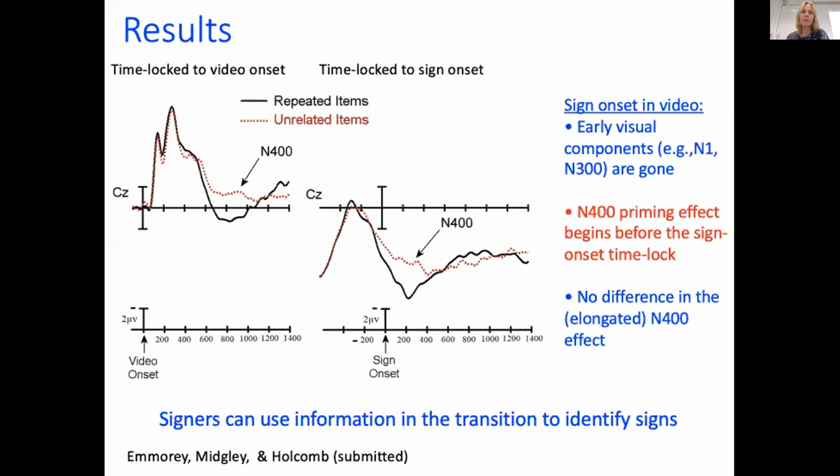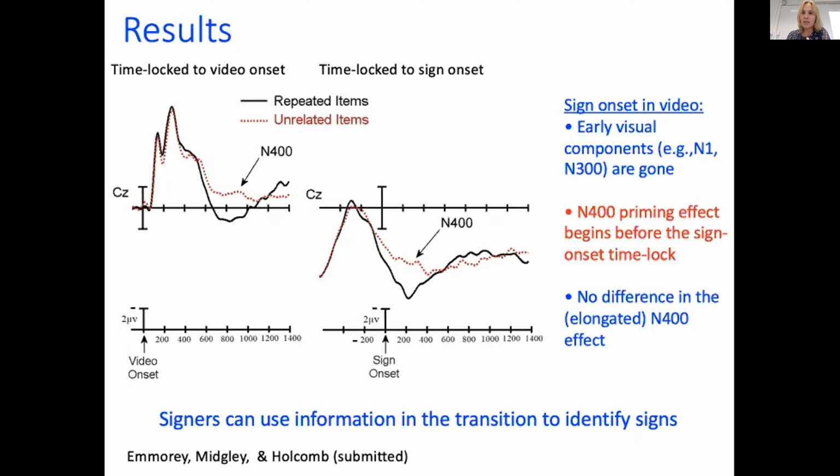Now, interestingly, when we time lock to each sign's onset within the video, first you can see that those early visual components that you see when time locking to the video onset are gone. So the N1, the N3, those have passed. But the most interesting thing, I think, is that you can see that the N400 priming effect is actually starting almost before the sign onset.